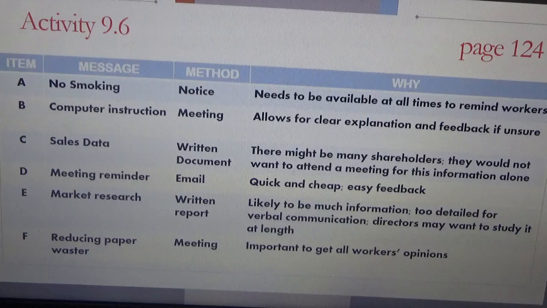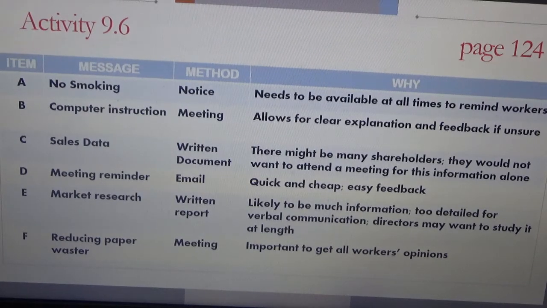Okay, for letter D, the finance manager wants to remind the operation manager that they have arranged a meeting for next week. So we shall be sending a meeting reminder via email. Why? Because it's quick and cheap, and easy feedback may be received.